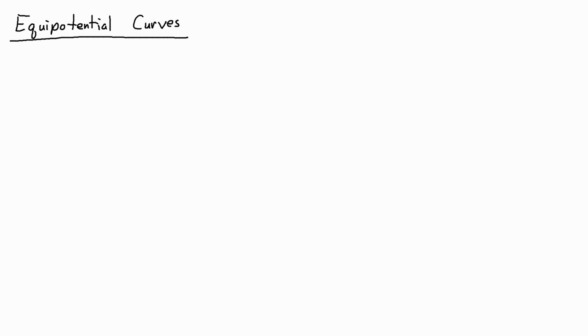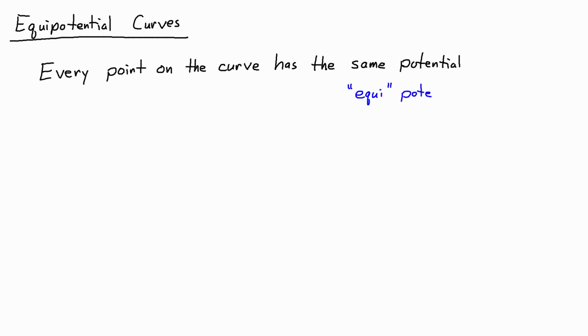The next thing to talk about are equipotential curves. Sometimes these are called equipotential lines. The key idea is that every point on the curve has the same potential, and that's why it's called equipotential.